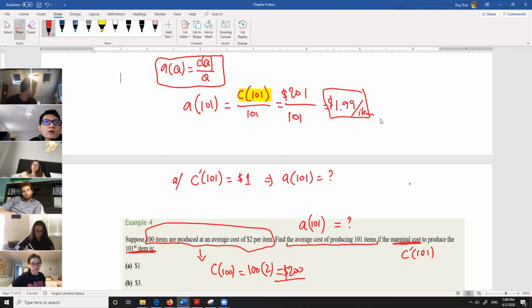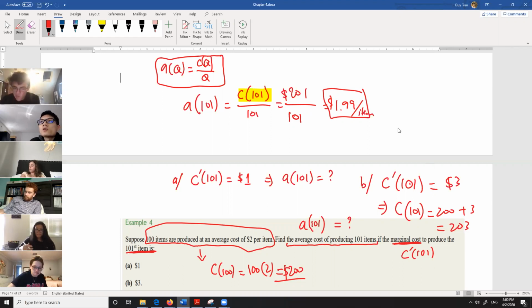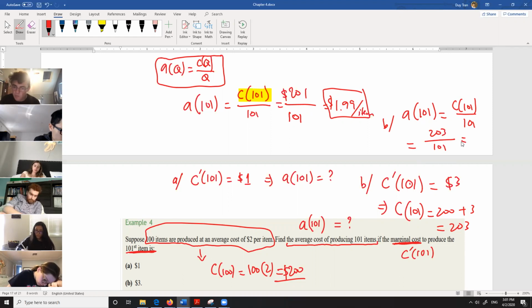Now part B is the same thing, but they give you a different marginal cost. C prime of 101 now is not $1, but it's $3. If that's the case, then the total cost of 101 is 200 added to 3 instead of 1. So that's 203. And therefore, for part B, A of 101 equals C of 101 divided by 101. C of 101 now is 203, divided by 101. And you should get 2.01 per item. So it's higher.